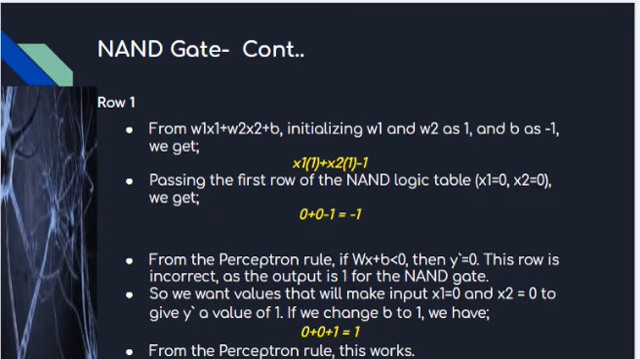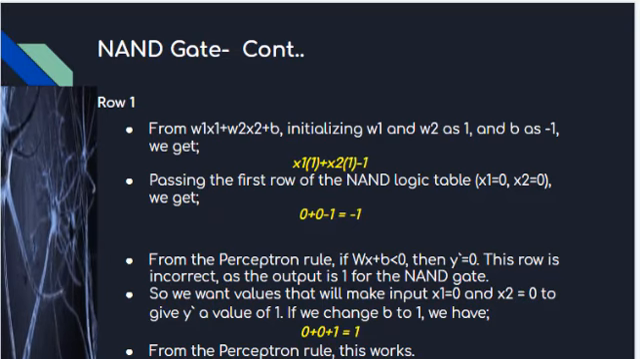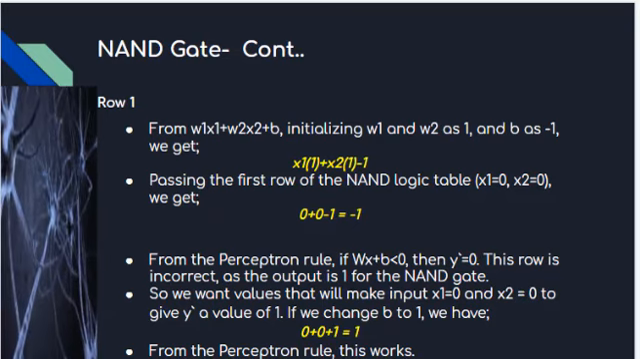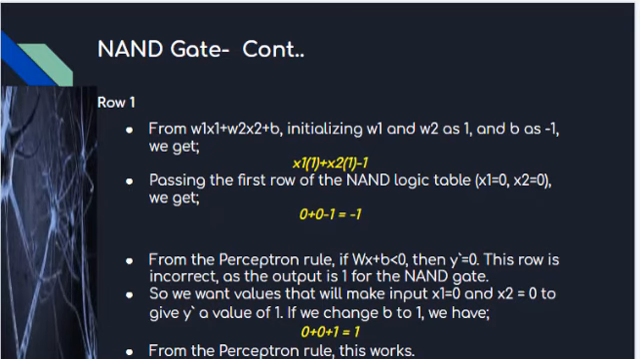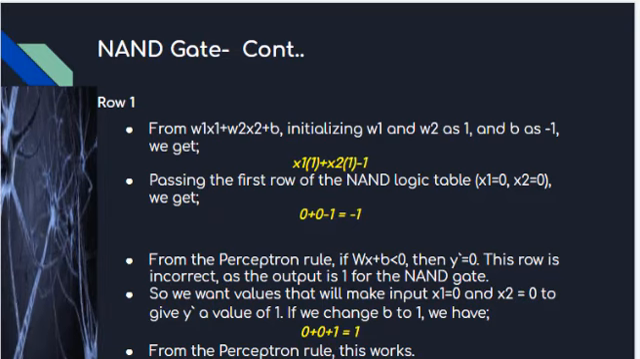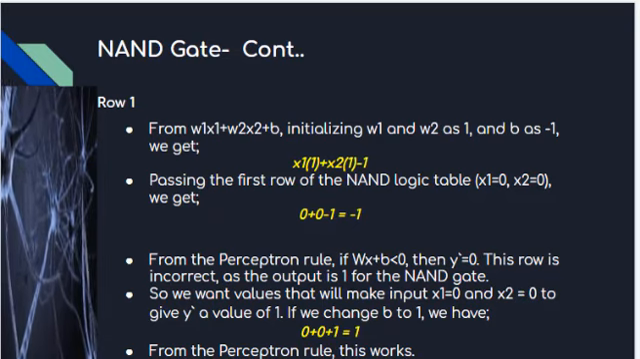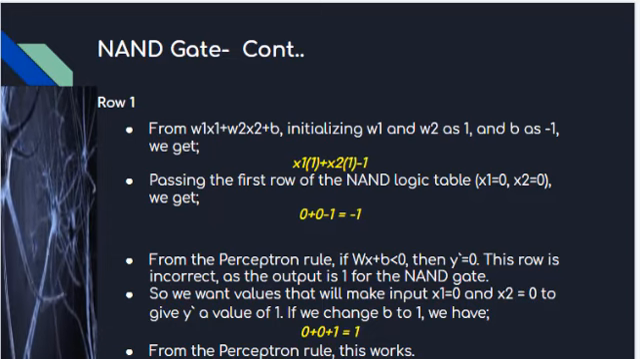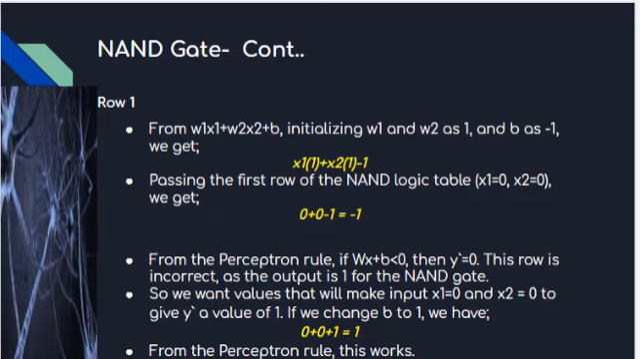Passing the first row of the NAND gate logic table, x1 equal to 0, x2 equal to 0, we get 0 plus 0 minus 1, which is equal to minus 1. From the perceptron rule, if wx plus b is less than 0, then the prediction y dash is equal to 0. This row is incorrect as the output is 1 for the NAND gate. So we want values that will make input x1 equal to 0 and x2 equal to 0 give y dash a value of 1.